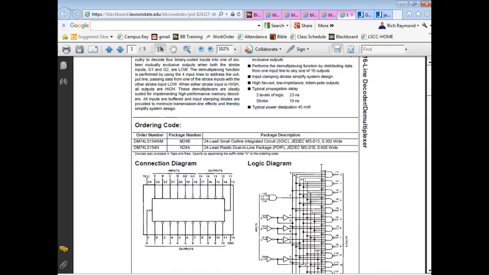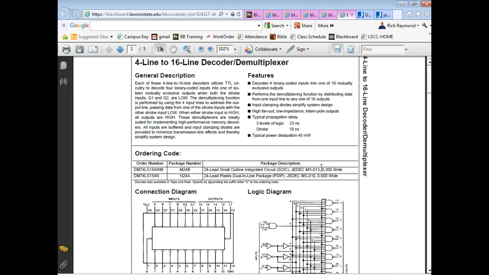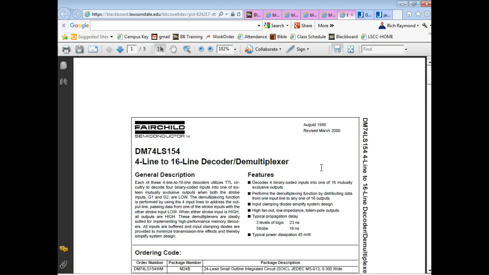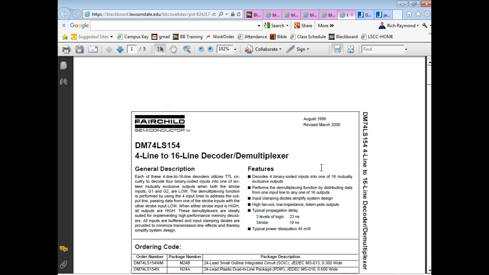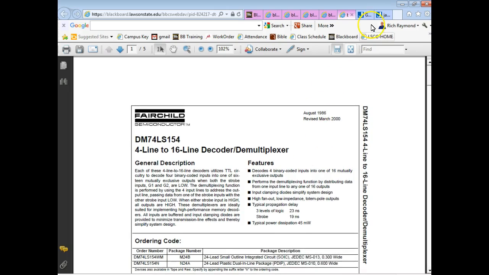So let's look at our last. No, that's not a decoder. That's not a. It is. Let's look at this. Y'all understand? We understand.